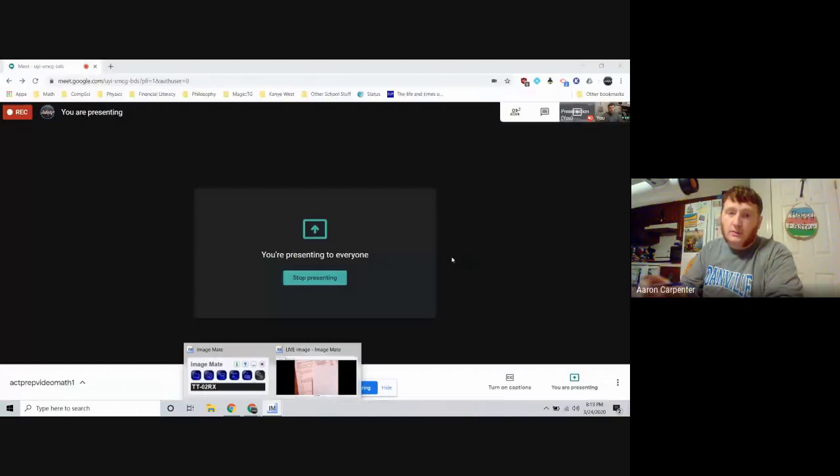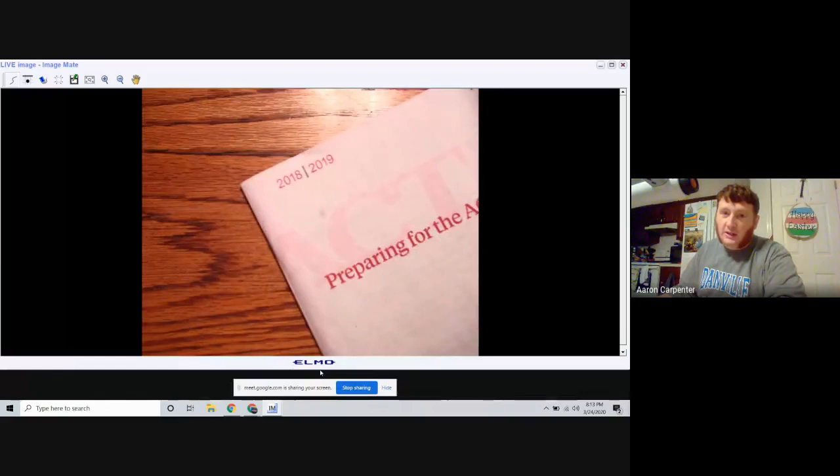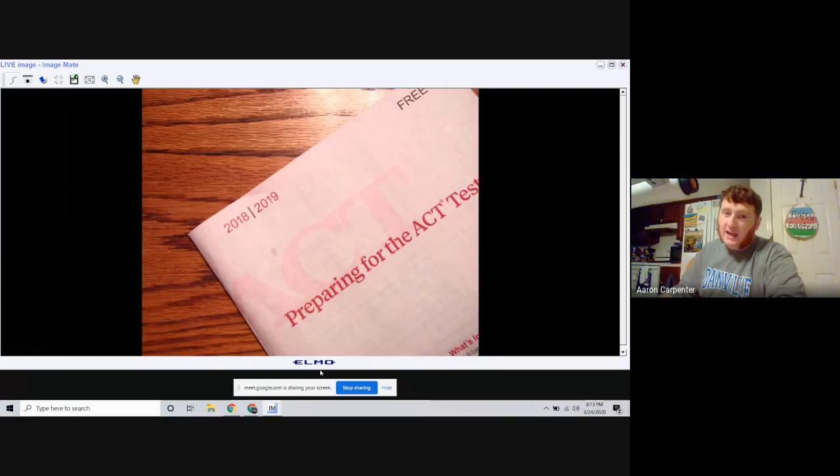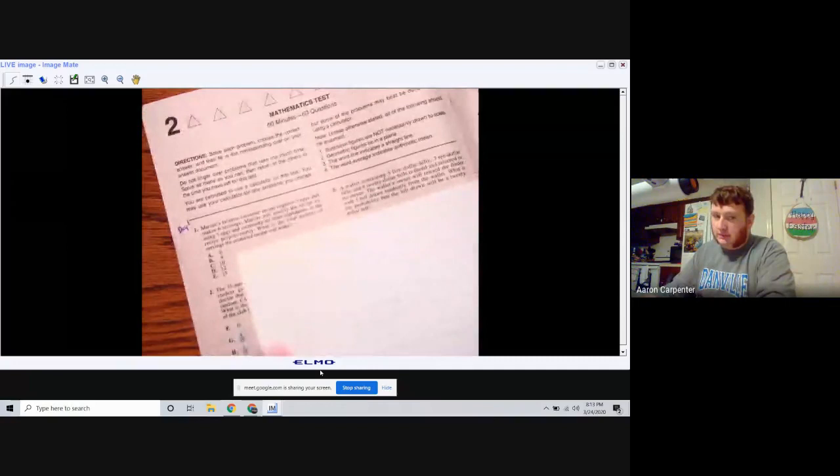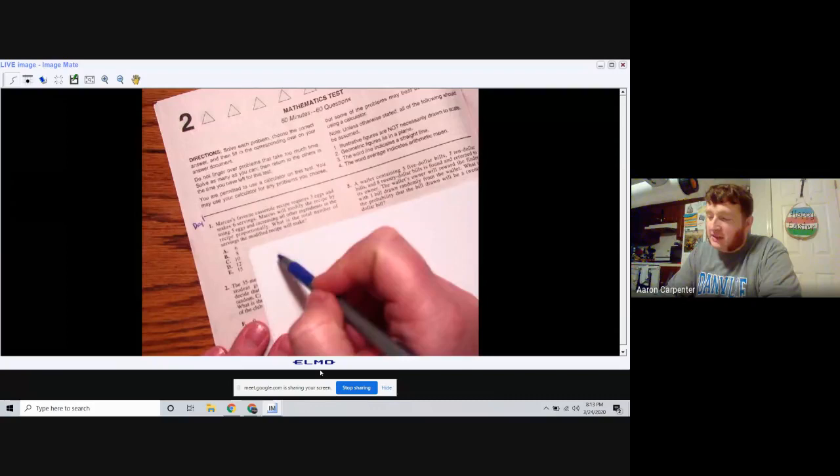All right, so this is the 2018-2019 ACT test booklet freely distributed by ACT. I'm a math teacher, so I'm going to be working part of the math problems. I would normally, of course, write in the book, but in case I mess up, I don't have a second book with me, so I'm going to use some scratch paper.